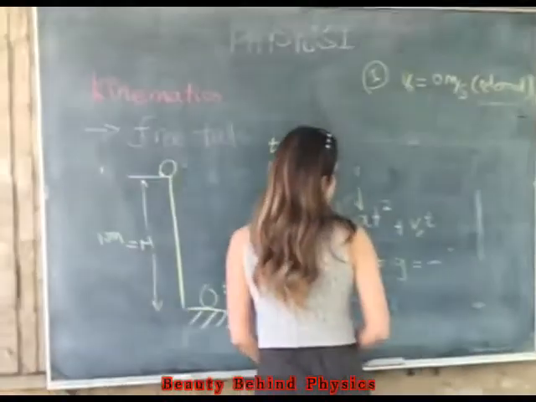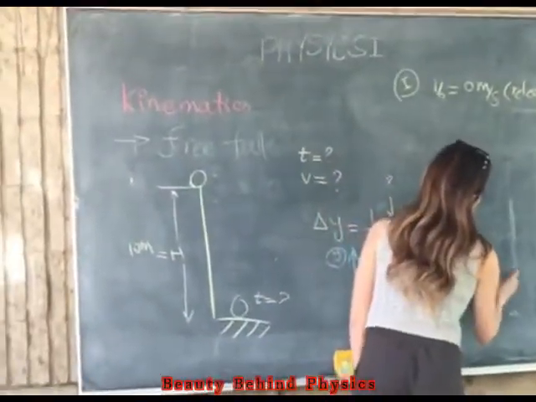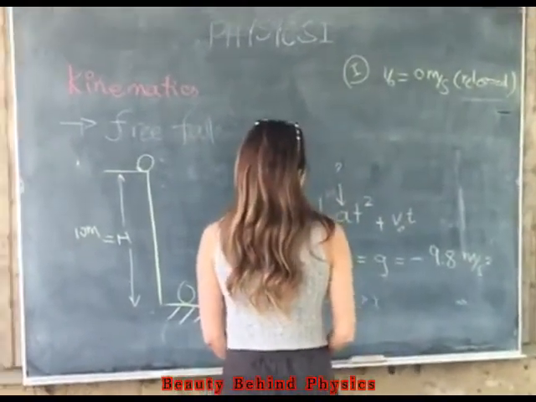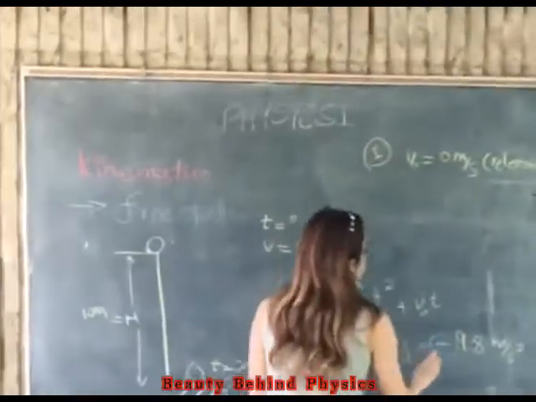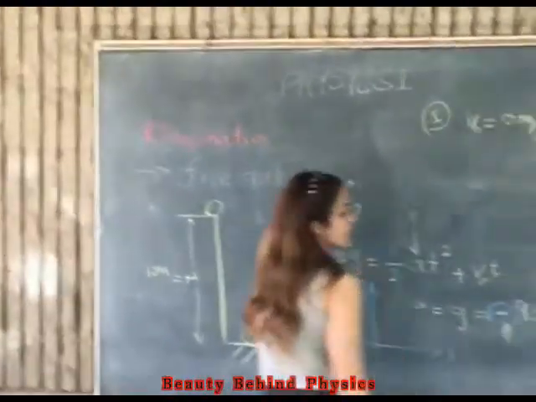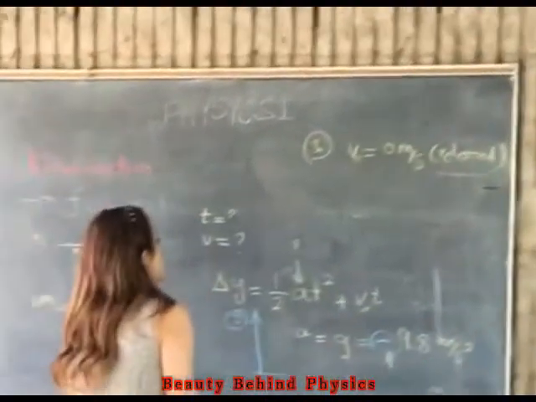minus 9.8. When you're using gravity, don't forget this negative. You will always insert the gravity with this minus in all of your equations.